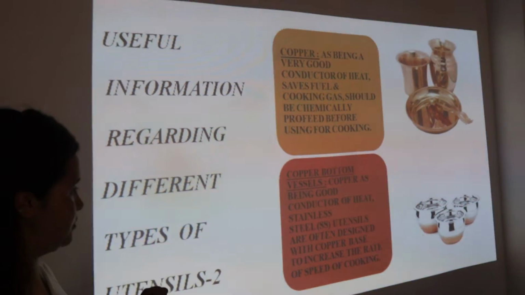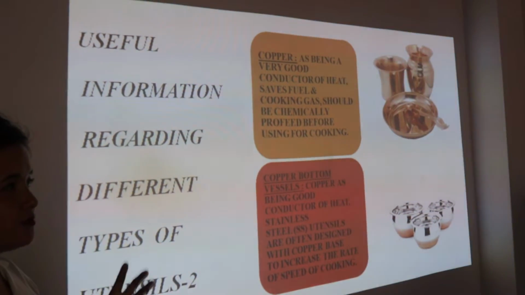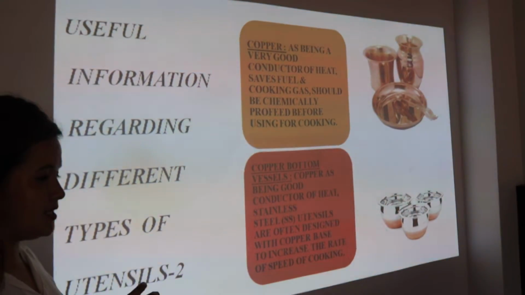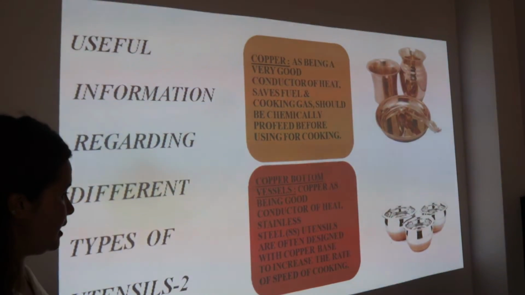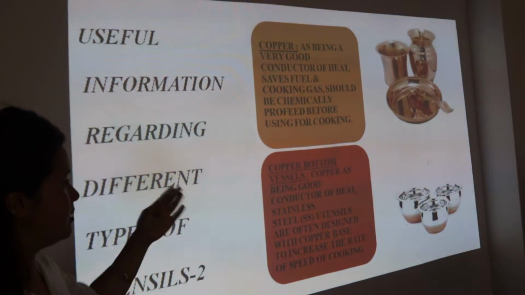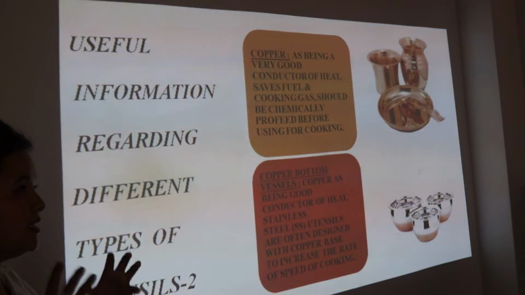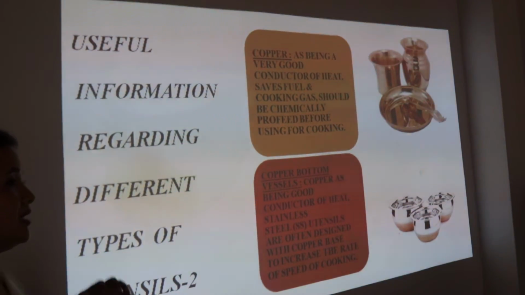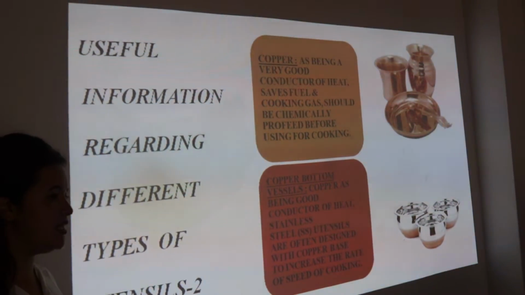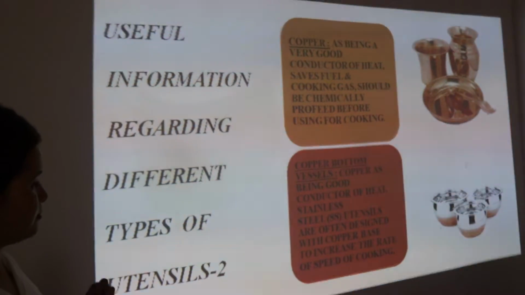It is made up of copper. Why is it made up of copper? As I have already told, copper is a very good conductor of heat, so it will heat up very properly. Also, you should make sure that whenever you are cooking in a copper-bottom vessel, the food sometimes gets uneven, meaning it will not get cooked properly. So you should cook very carefully and evenly, and spread the food properly.